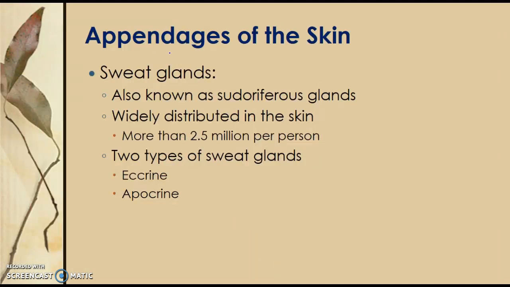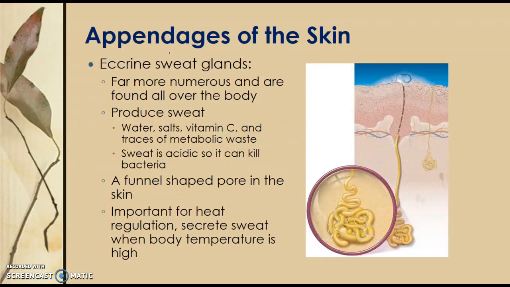All right, then we have sweat glands. There's actually two types of sweat glands, eccrine and apocrine. So the one that you're most familiar with is going to be the eccrine sweat gland, and they're widely distributed about the skin. There's more than 2.5 million per person, and they're also known as sudoriferous glands.